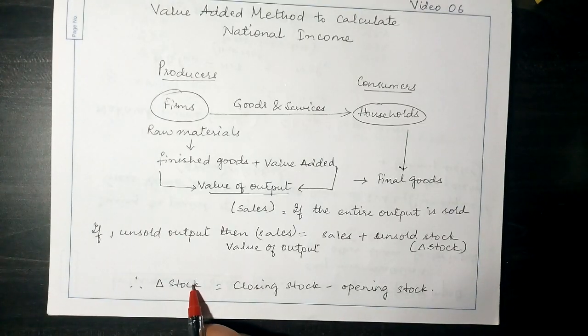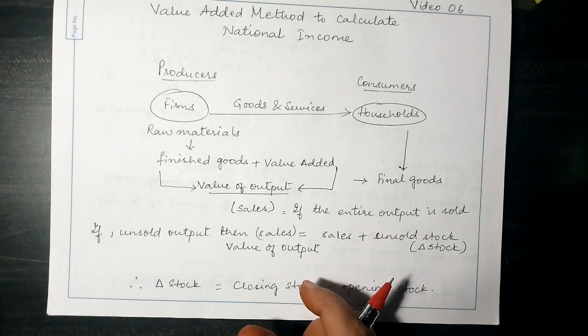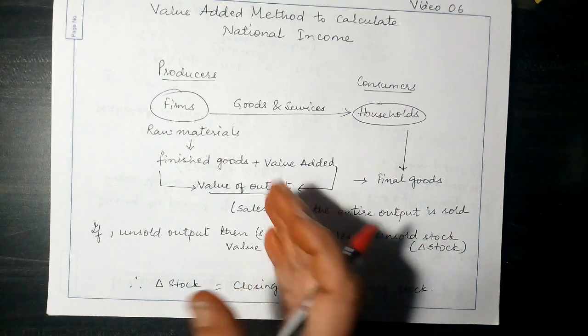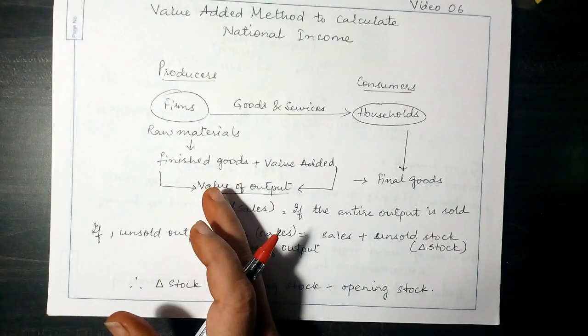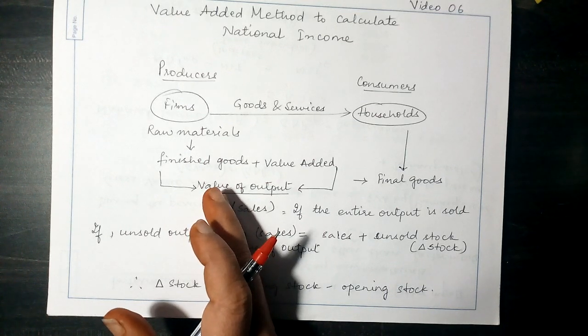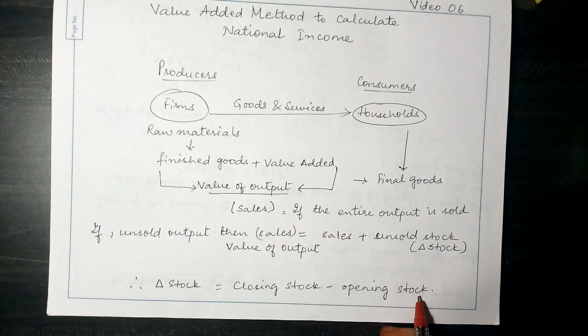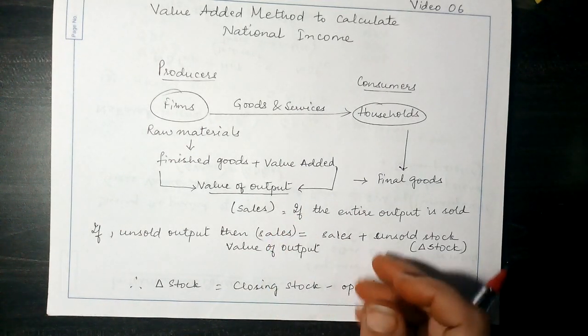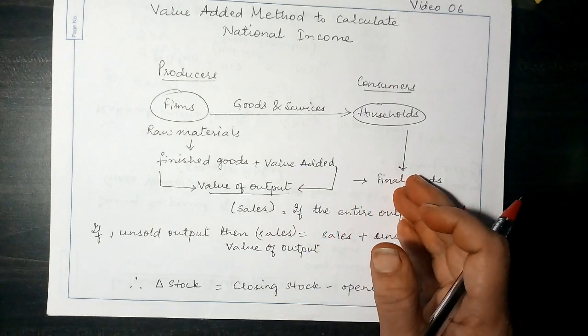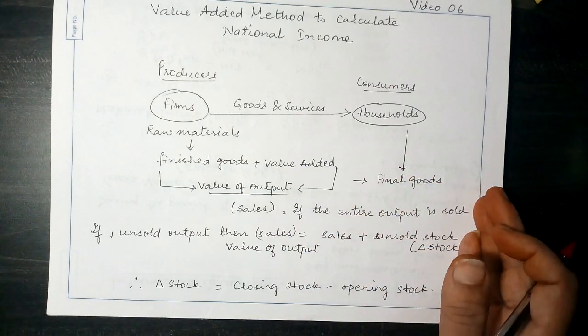Now, what is the change in stock? Change in stock is equal to closing stock minus opening stock. For those people who are learning accountancy, it becomes very easy to understand the closing stock and the opening stock. Otherwise, closing stock is that stock which is left unsold towards the end of the year. That is, let us say 31st of March, any year. And opening stock is that stock which is counted on the first day of the next year. That is 1st of April.